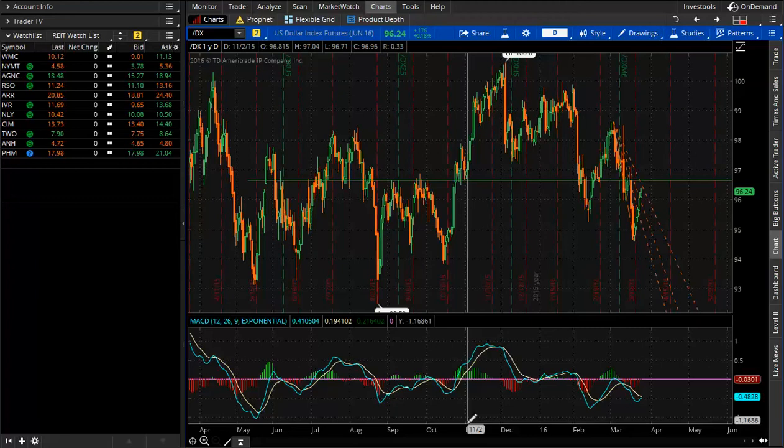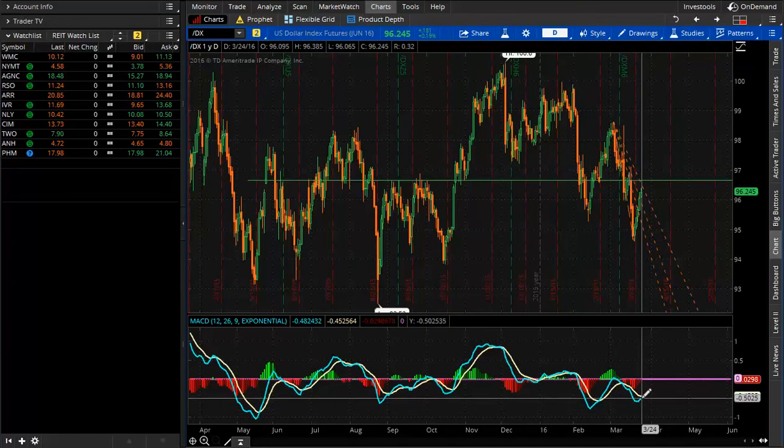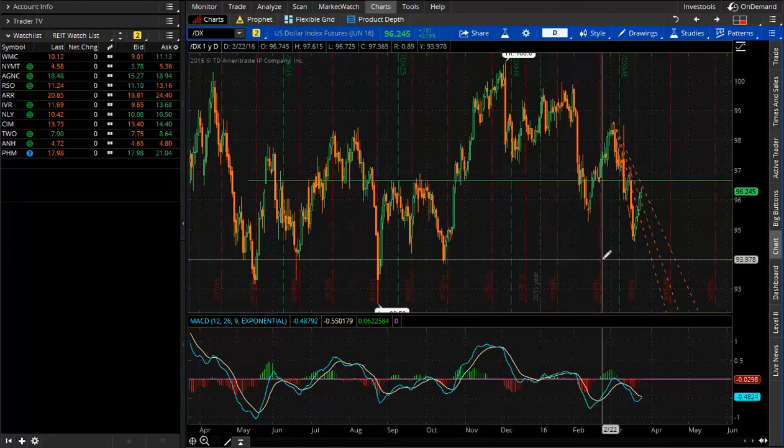So at any rate, I wanted to start with the dollar, because the two things that really impacted the markets yesterday were the dollar and crude. And as you can see, it looks like we're putting in a higher low on the MACD, suggesting a bullish reversal is developing here on the dollar.